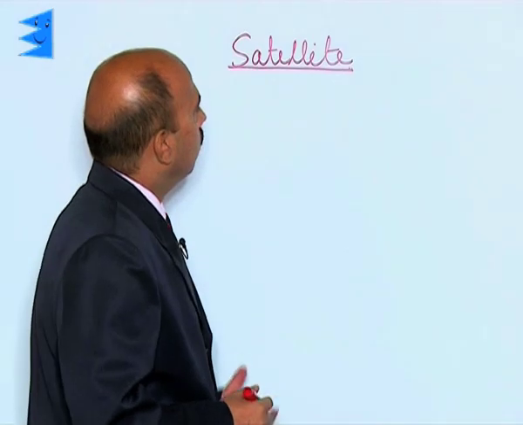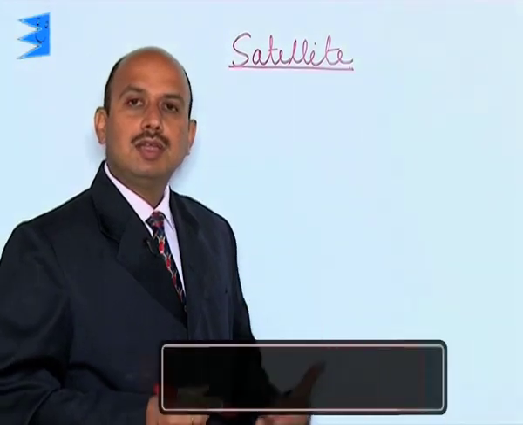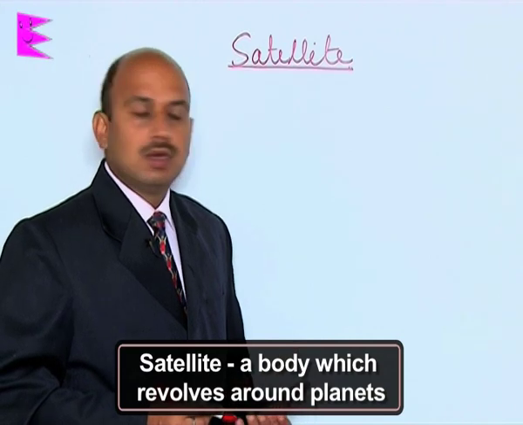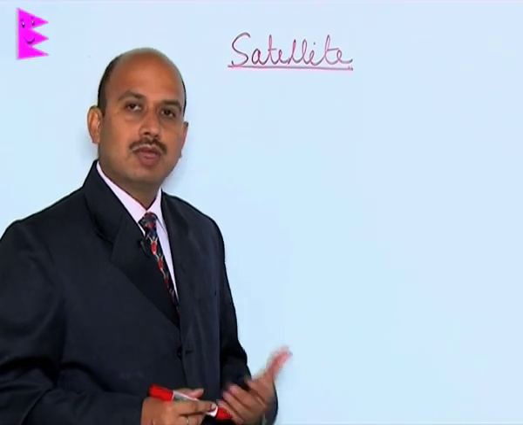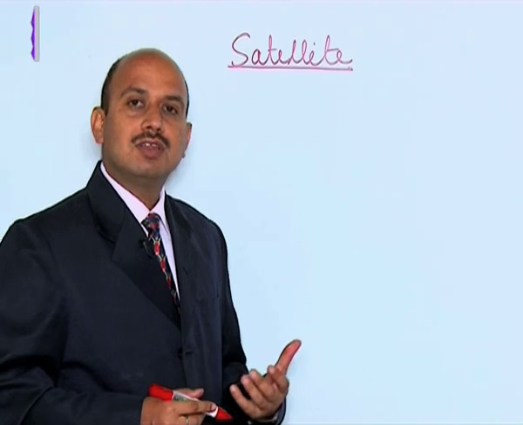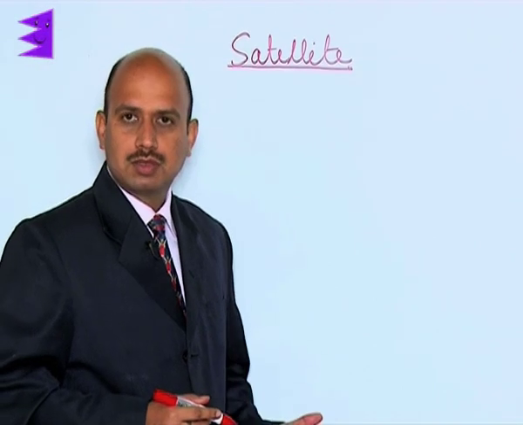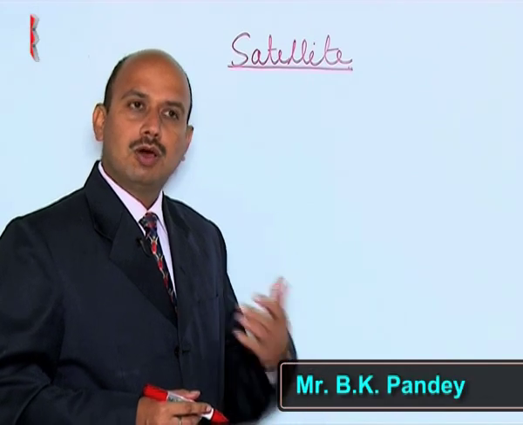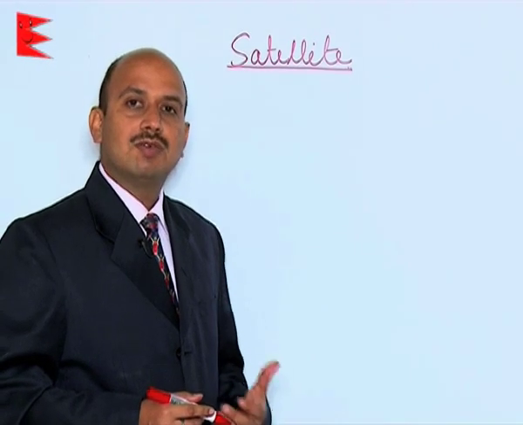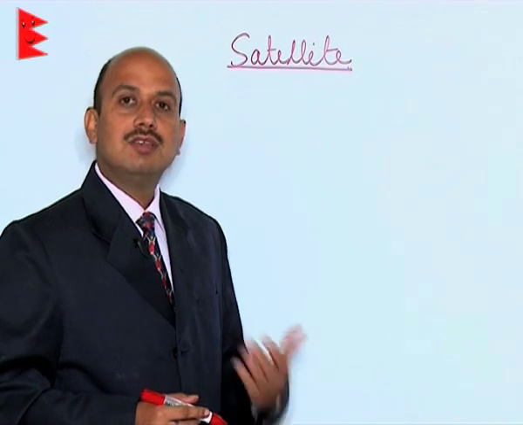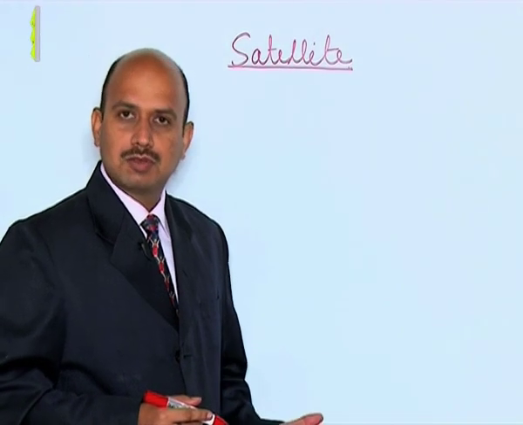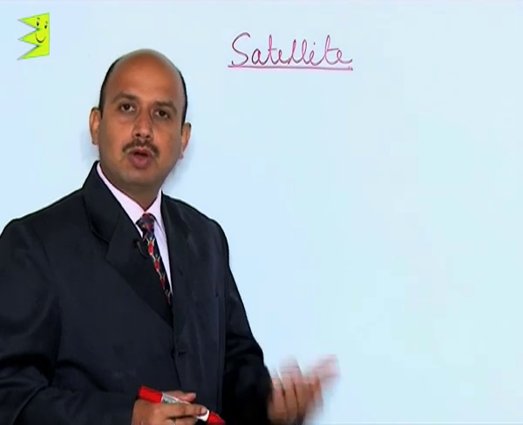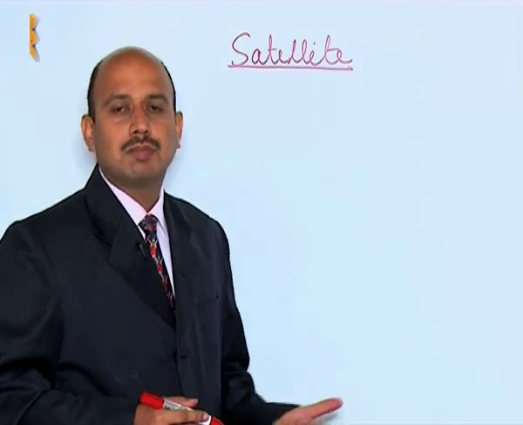Now, see here, what is a satellite? A satellite is a body which revolves around the planets. Like, you can take the moon, which revolves around the earth, so the moon is considered a natural satellite of the earth. There are many artificial satellites these days which have been launched, and these satellites are revolving around the earth. These satellites are used for different purposes, like communication, weather monitoring, and so on.